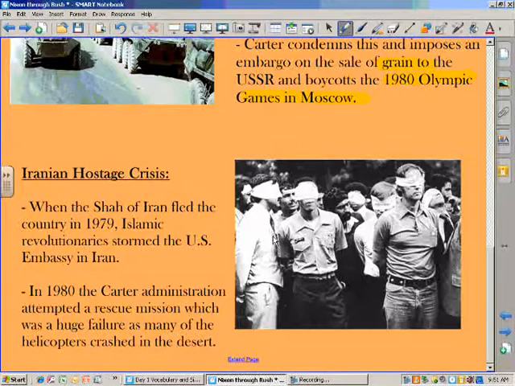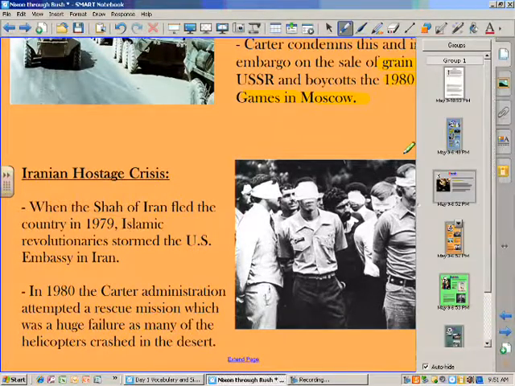And finally, there was the Iranian hostage crisis. When the Shah of Iran, who was friendly with the United States, fled the country in 1979, Islamic revolutionaries stormed the U.S. embassy in Iran. In 1980, the Carter administration attempted a rescue mission, which was a huge failure because most of the helicopters crashed on their way out or way in, and people were killed in the desert. So it was a very big tragedy.